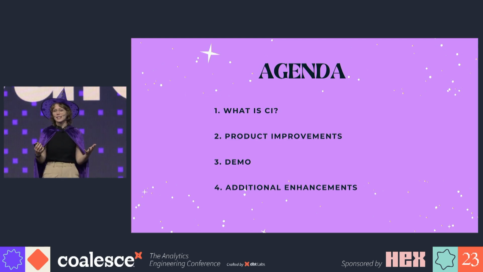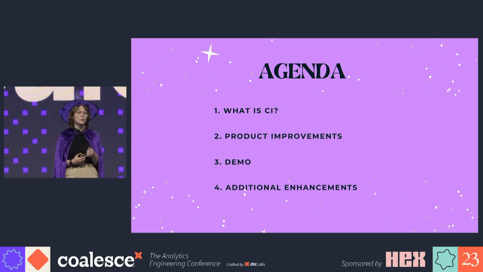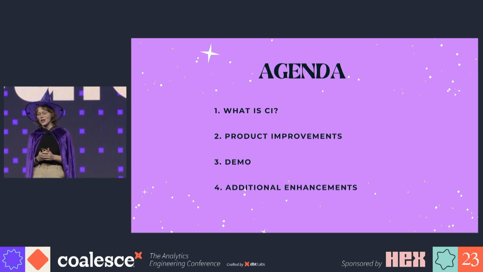First, I'll define continuous integration, or CI for short, what it is and what makes dbt Cloud CI so magical. Second, I'll walk you through the product improvements that we've made to dbt Cloud CI this year to improve the setup experience and scalability of this offering. Third, we'll dive into a demo so that you can walk away ready to set up a CI check in your own dbt Cloud project. And finally, I'll highlight some additional tips and tricks to help you customize your CI check to best suit your data team's needs.